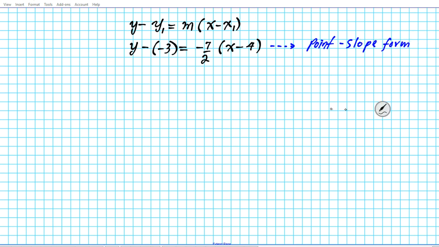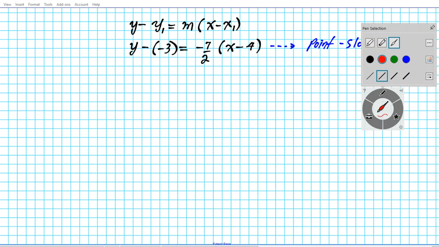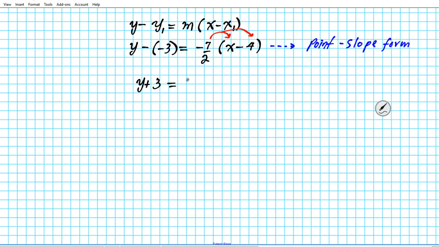In order to get y isolated, we're going to start off by getting rid of this parenthesis. That can be achieved by distributing negative 7 over 2 across these two terms in the parenthesis. Minus times minus is plus, so we have y plus 3 equals negative 7 over 2 times x. We yield negative 7 over 2x.